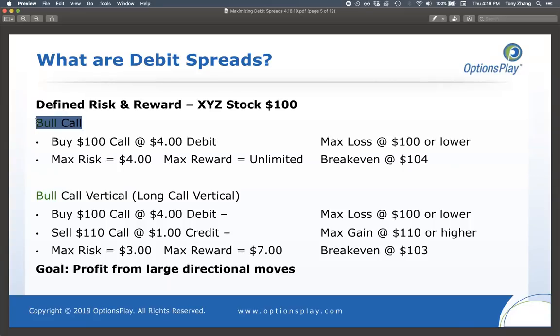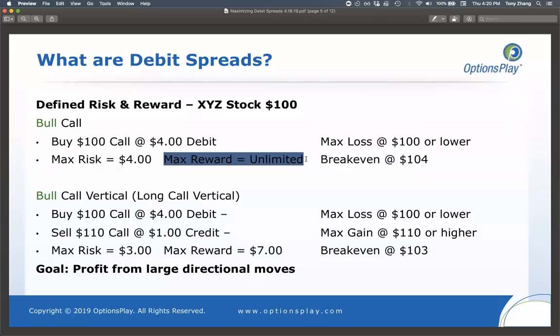So what that trade looks like is you might buy a 100 strike call, the at-the-money call. Let's say that call option cost you $4. This trade will give you a max loss if the stock stays at $100 or lower. If the stock doesn't move any higher, you will lose the $4 that you paid for the call option. Your max reward is unlimited in this particular case.